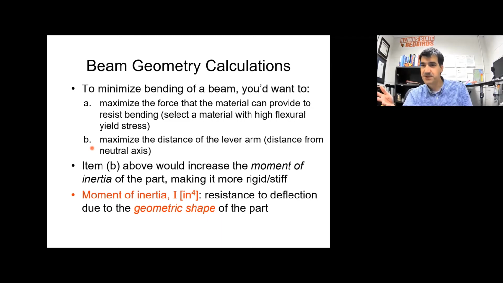So this is starting to explain why a 2x4 is stronger on its edge as opposed to horizontally. If we maximize the distance from the neutral axis to the bottom of the beam, that is going to maximize something called the moment of inertia of the beam. And I'm going to give you a formula to calculate the moment of inertia in just a second. What the moment of inertia is, is the resistance to deflection due to the geometric shape of the part.